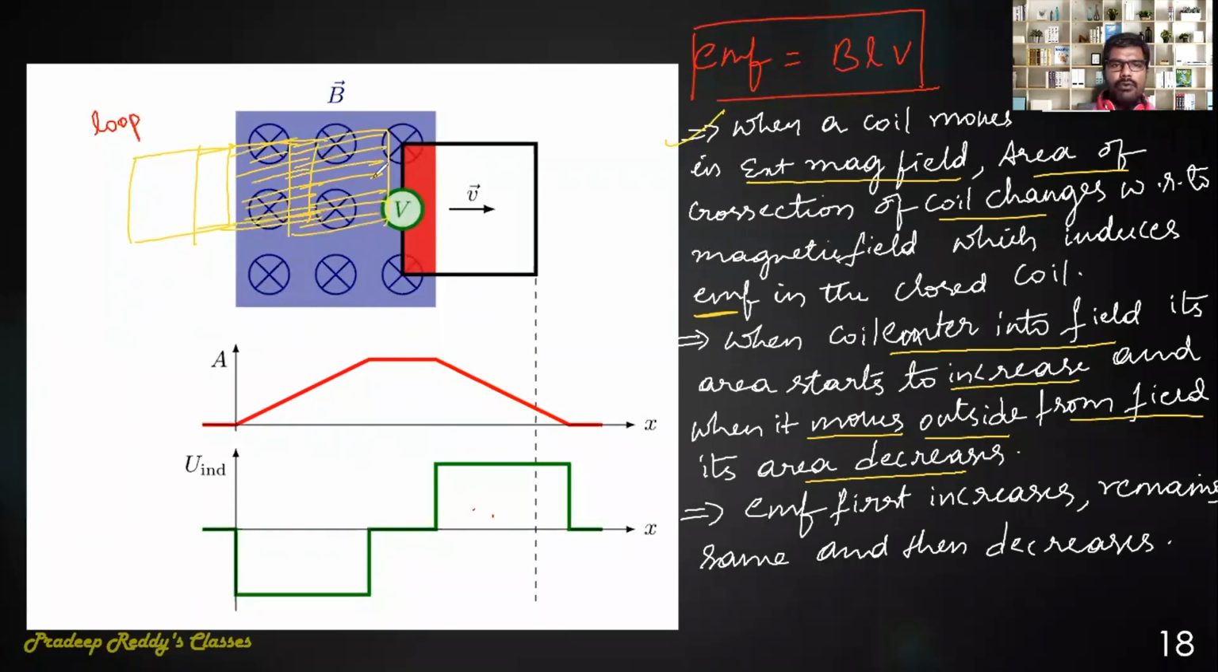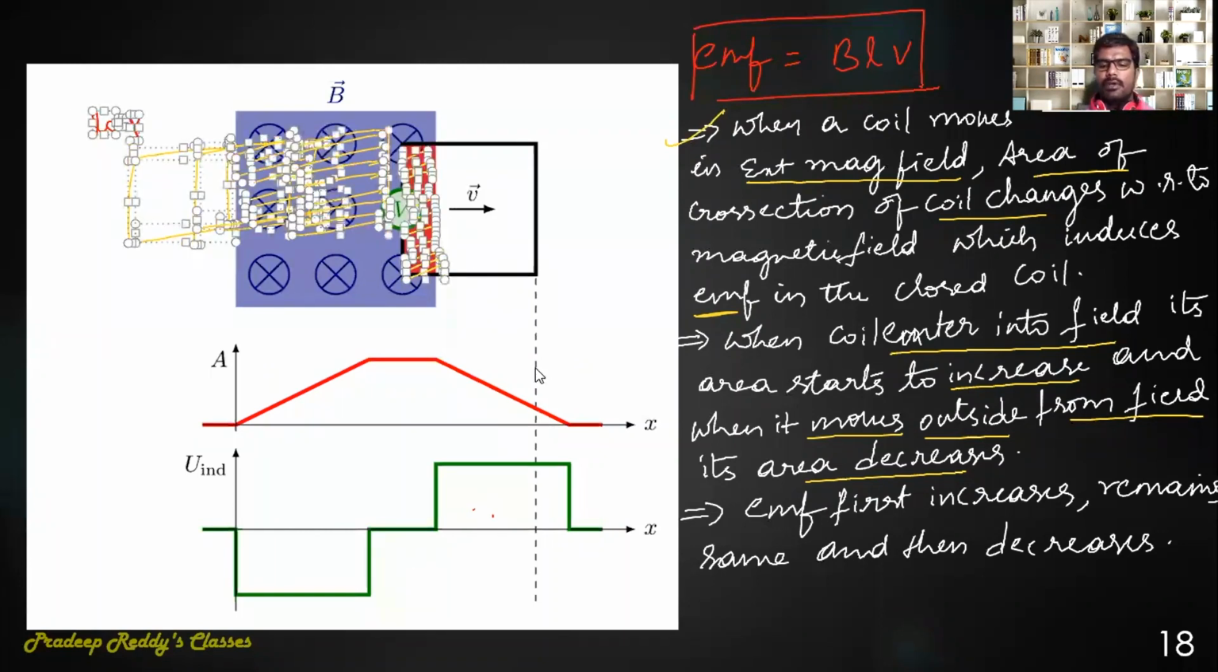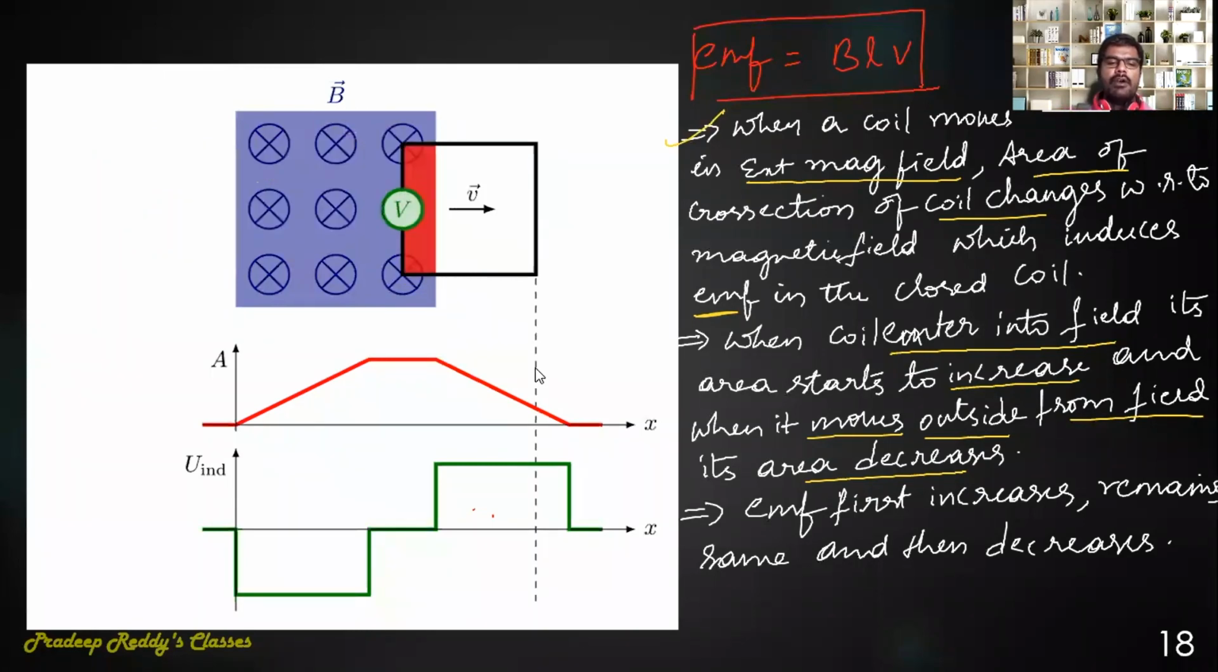And when it is coming out from the magnetic field, what would happen? The area of cross section is undergoing change. Check it up. This is the area of cross section. It is decreasing. So as the area of cross section decreases, the EMF linked with that coil would also undergo change. It too decreases. So clearly you can understand that whenever you are dealing with a coil which is moving in an external magnetic field, the EMF also changes.